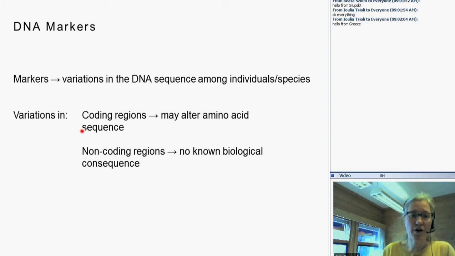So you have variations in the coding regions. It may not always be bad for you, like with the sickle cell anemia. It may also be good that there is a protein that functions much better than another one because of a variation in this coding region. But you also have variations in non-coding regions. And these variations often have no known biological consequence. So they are there and we can see them, but we don't know of any function.